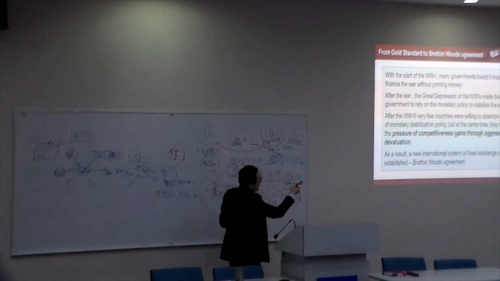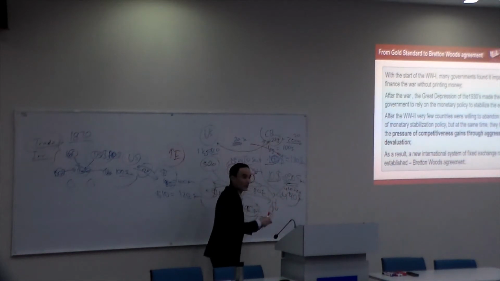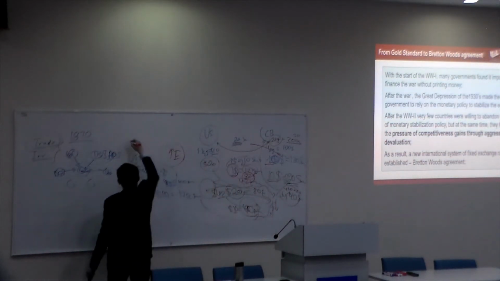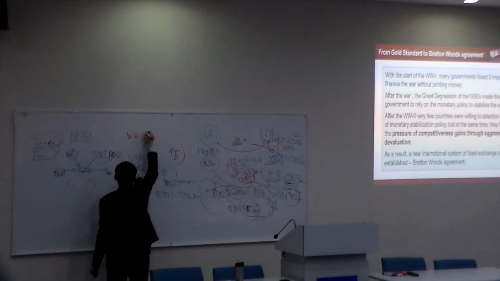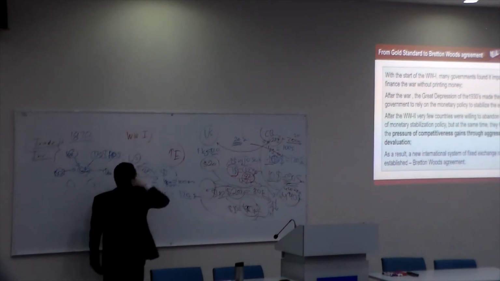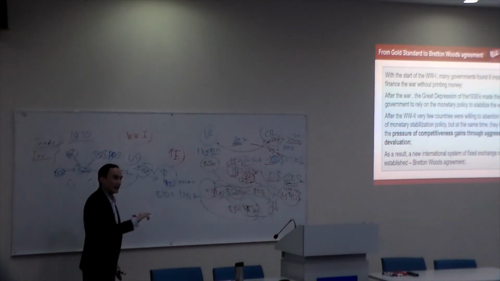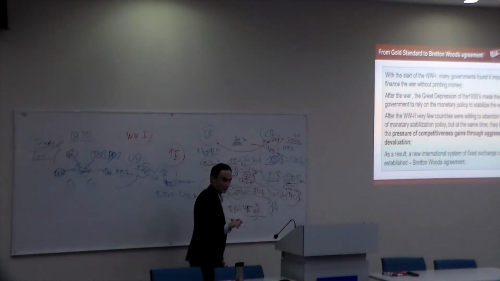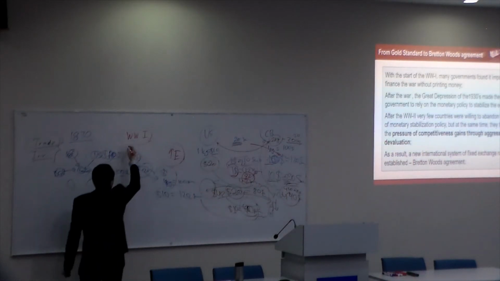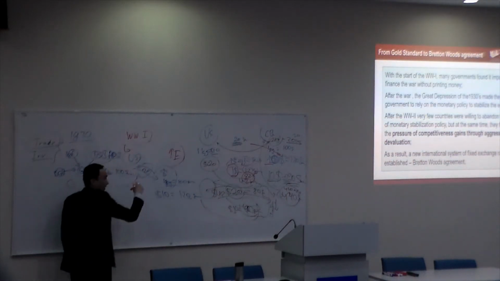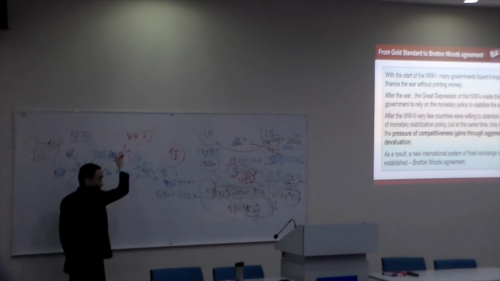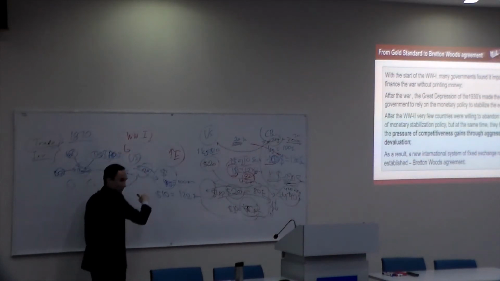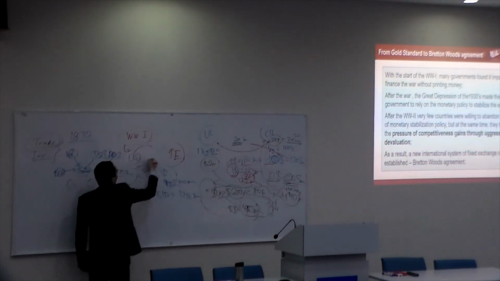So they have been implementing this one, all right? But when World War I started, it was the end of the gold standard regime. It was ending. Why? Because those member countries who established the gold standard were all in war.